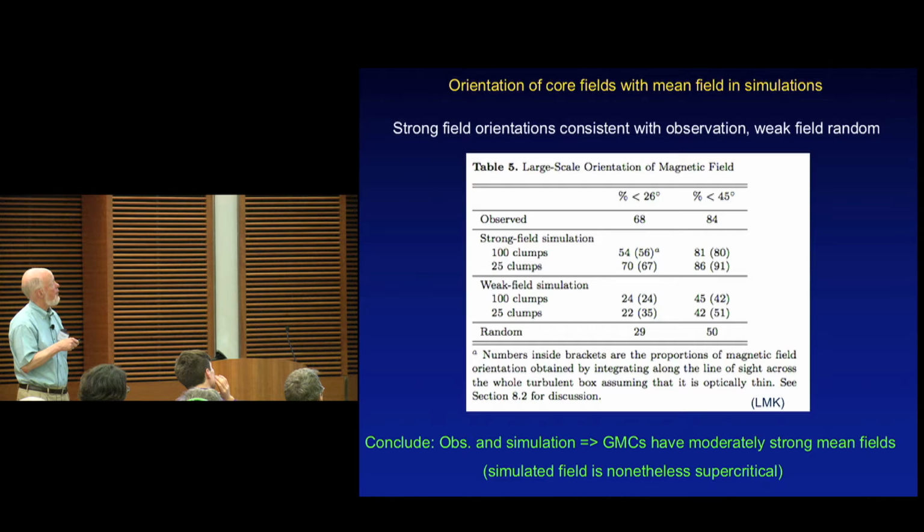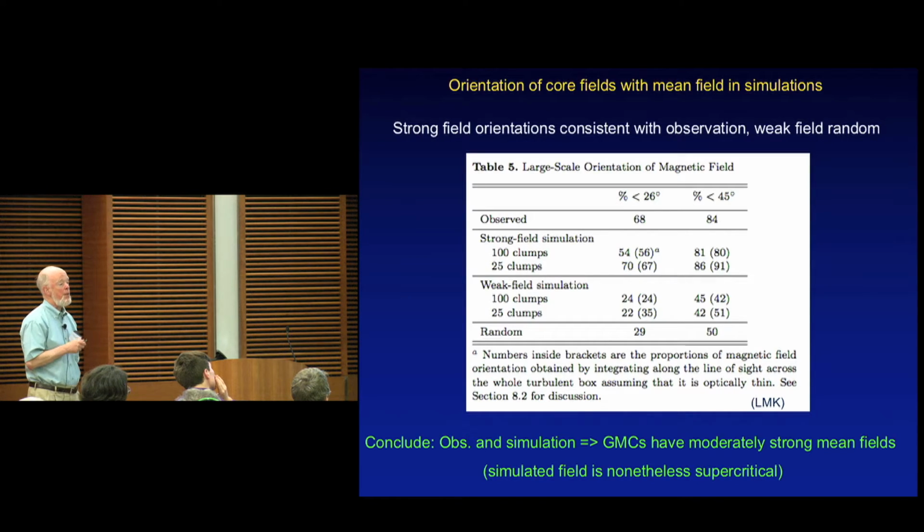And I should say that the numbers outside are when you just integrate over the volume of the clump. Observers don't have that luxury. They look all through the line of sight. So this number is in parentheses if you look through the whole turbulent box. And you can see that these numbers are fairly close for the strong field simulation, both in this 26 degrees and the 45 degrees. On the other hand, in the weak field simulation are very close to a random orientation.